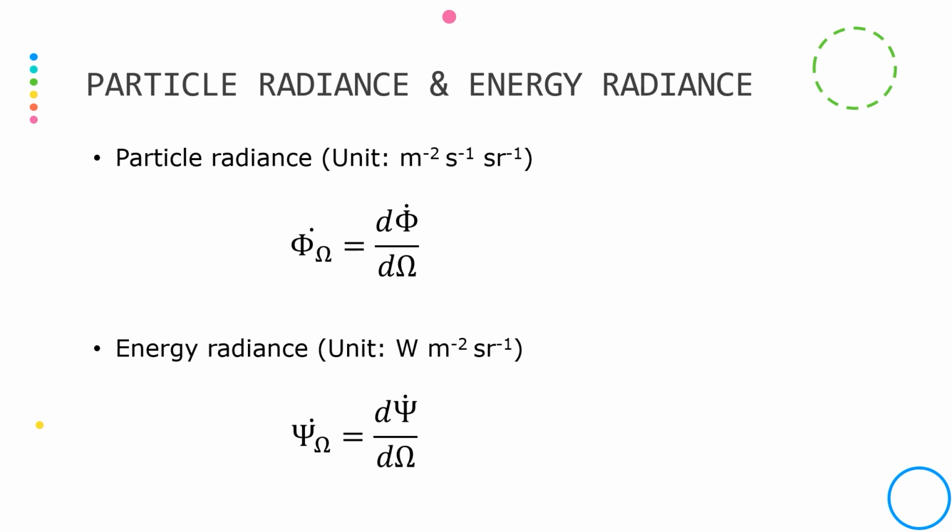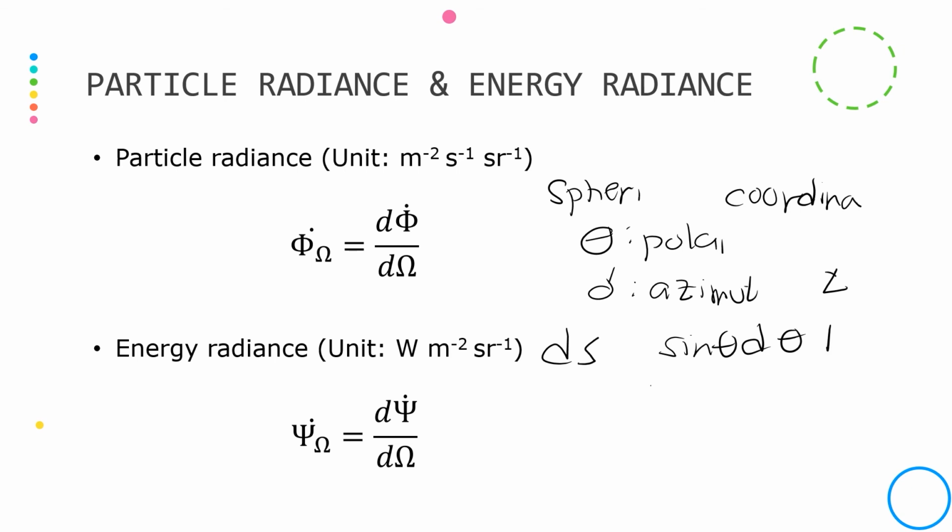Now we'll define particle radiance and energy radiance in terms of fluence rate and energy fluence rate. Particle radiance is expressed as the fluence rate over the solid angle, d Omega, while energy radiance is described as the energy fluence rate of particles propagating within a solid angle d Omega, as shown. For the spherical coordinates with the polar angle of theta and azimuthal angle of phi, the solid angle d Omega is described as sine theta, d theta, and d phi.